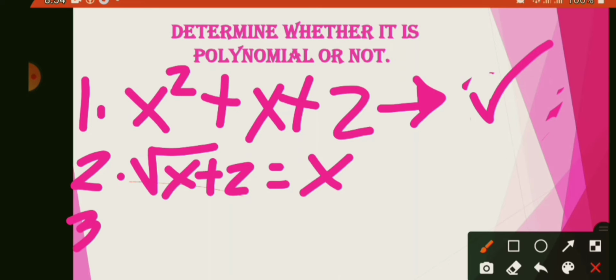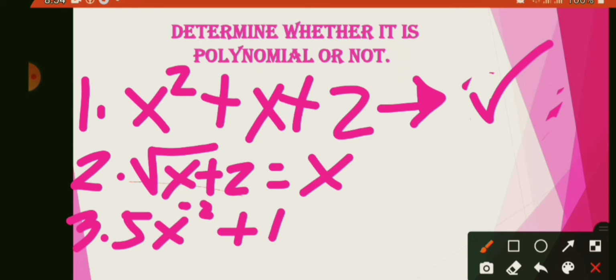How about this equation? Number 3. We have 5x raised to the power of negative 2 plus 1. Is it polynomial or not? It's not polynomial because a term has a negative exponent. So a polynomial doesn't have a negative exponent.